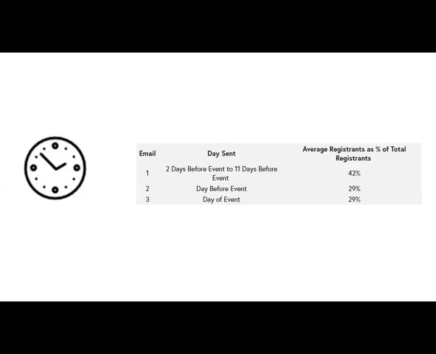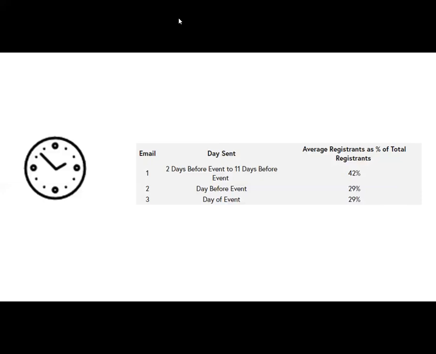Then the second email, sent the day before the event, had 29% of total registrants signing up. And the third email was again 29%, because pretty much before the day of the event and the day of the event, people are already going to be able to figure out if they can attend or not. But with something like a webinar or an online event, it's important to remember that there's more flexibility for people to switch things around in their calendar, especially if it's a 1 hour commitment, or the fact that it's online and they don't have to travel in person.